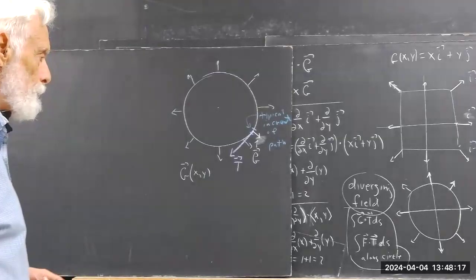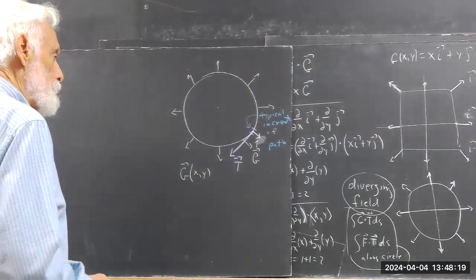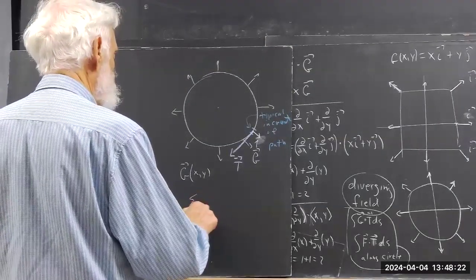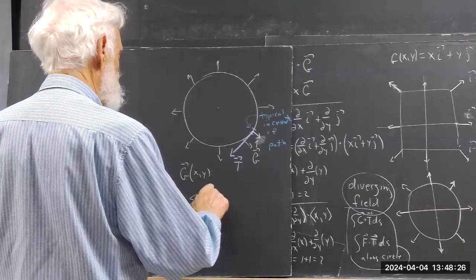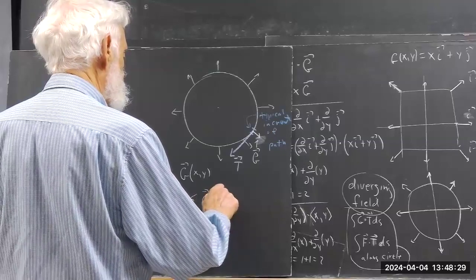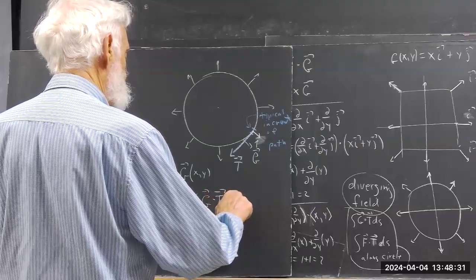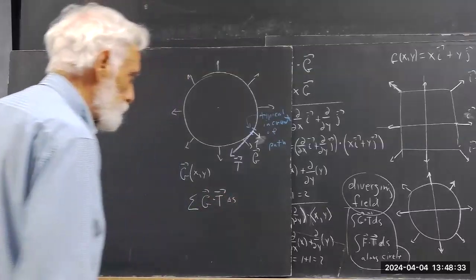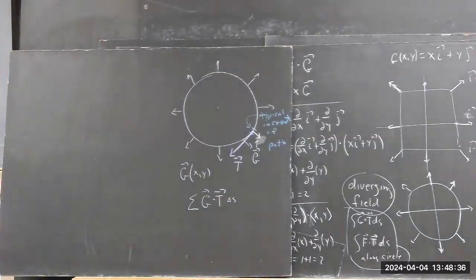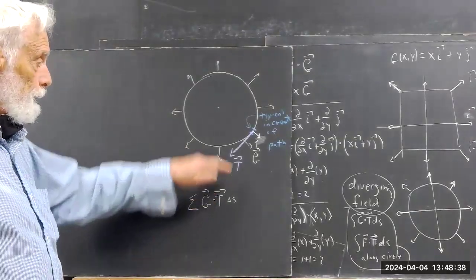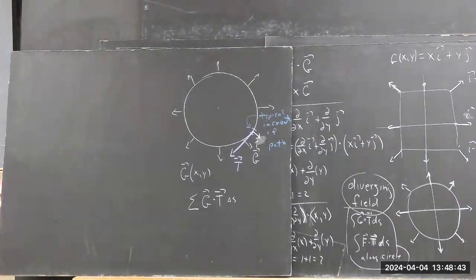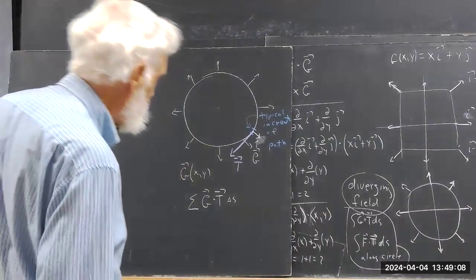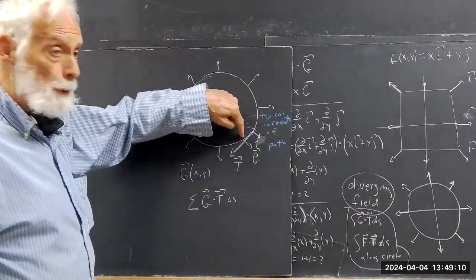So you're going to do a sum of G dot T delta S. What can you tell me about G dot T? Somebody said it looks like it ought to be zero, because these things look like they're perpendicular.